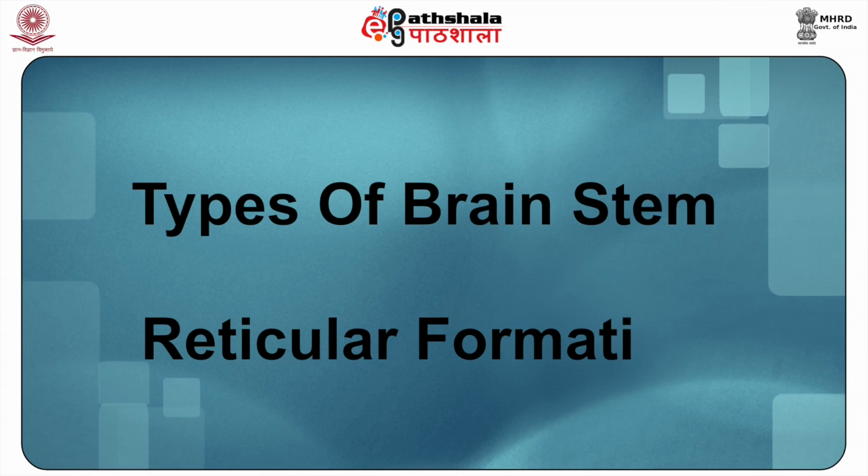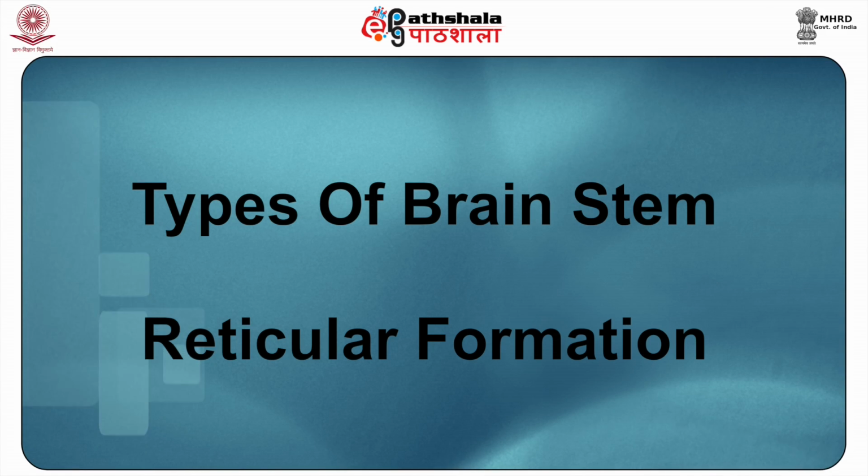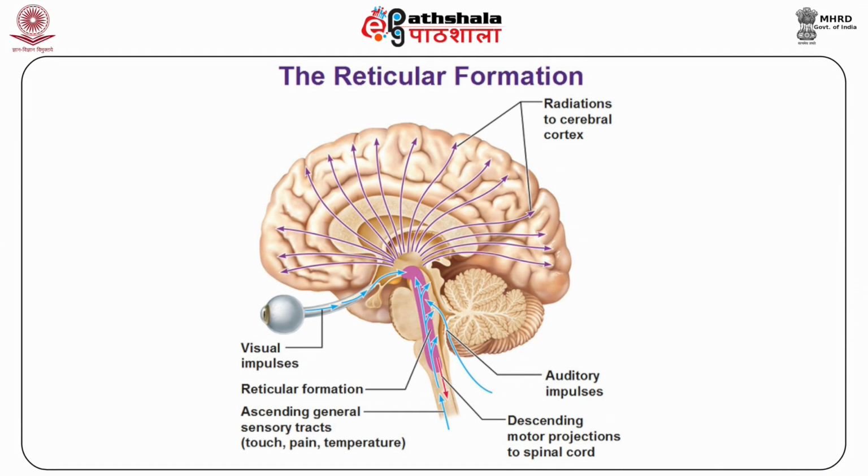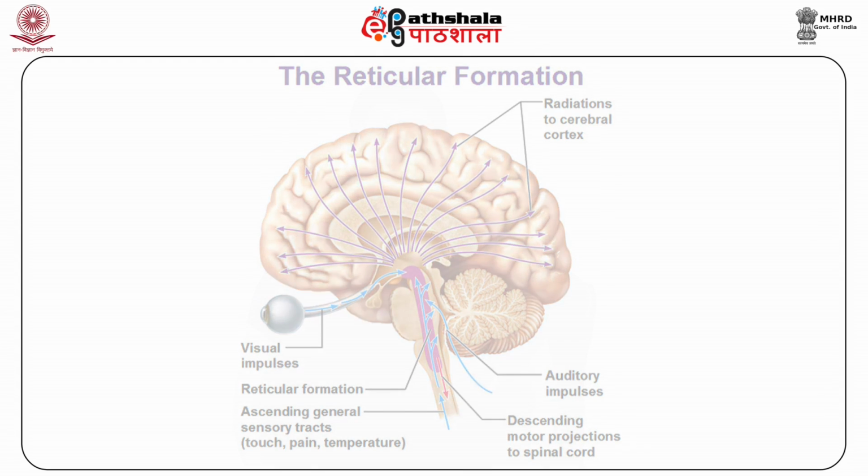Types of brainstem reticular formation. The reticular formation is functionally organized in 2 ways: ascending reticular formation and descending reticular formation. Ascending reticular formation. The ascending reticular activating system (ARAS) serves the whole cerebral cortex. The ascending reticular formation arises from cells of the posterior horn, or lamina 5.